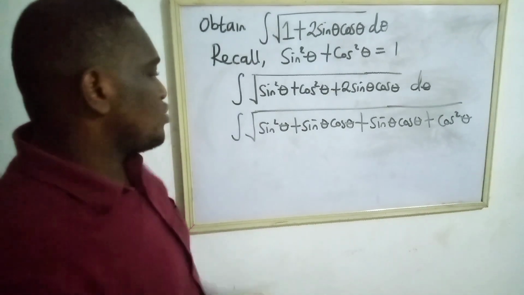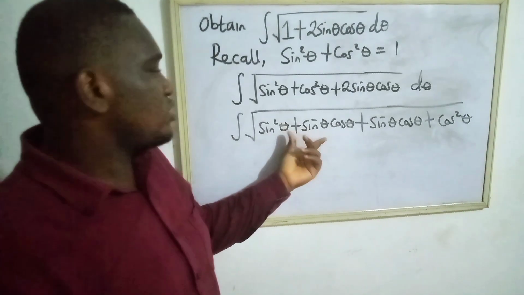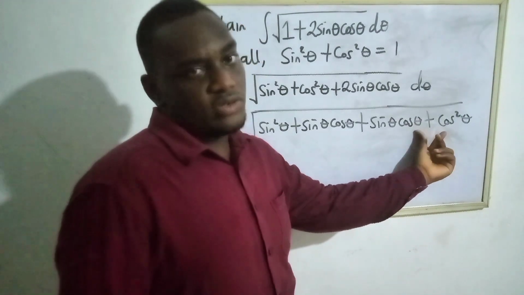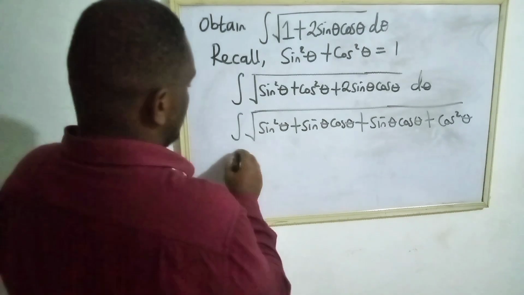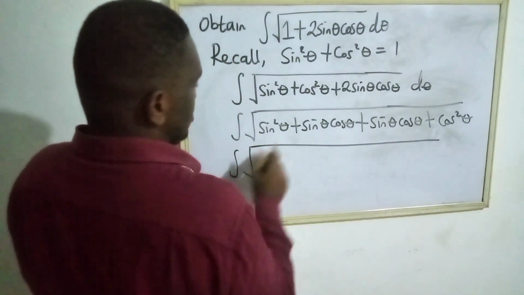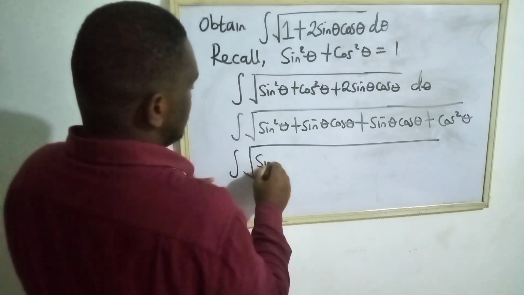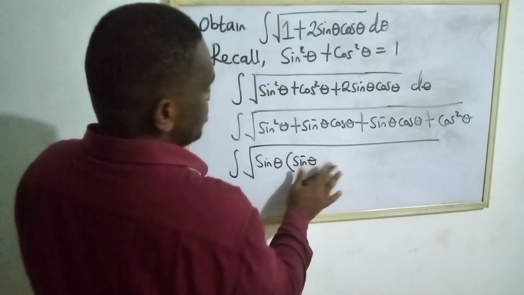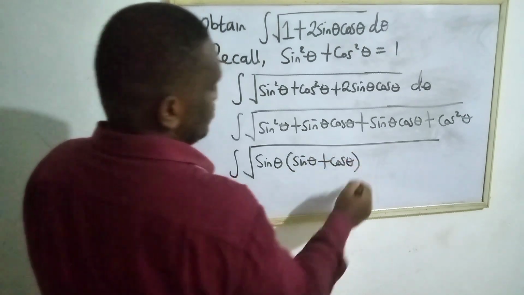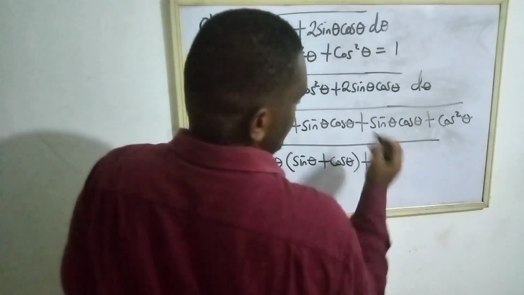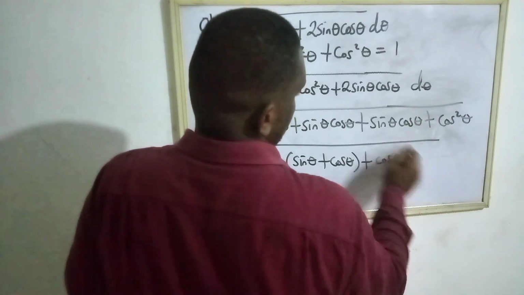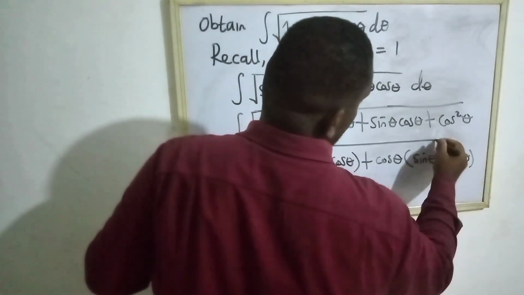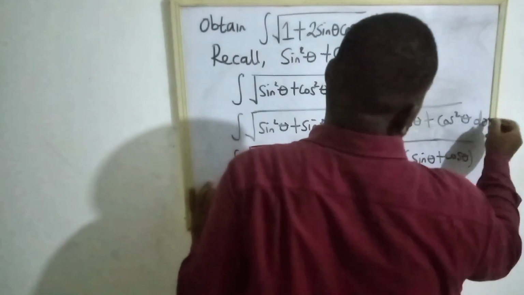But the reason why I'm doing this is so that I can factorize, because I noticed that sine theta is factorizable at this point and cos theta is factorizable at this point. So I factorize. This becomes the integral of the square root. Sine theta is common, so I take away sine theta. What will be left here is sine theta plus cos theta. Plus cos theta is common, so I factorize cos theta. This becomes sine theta plus cos theta. Oh, I forgot my d theta.